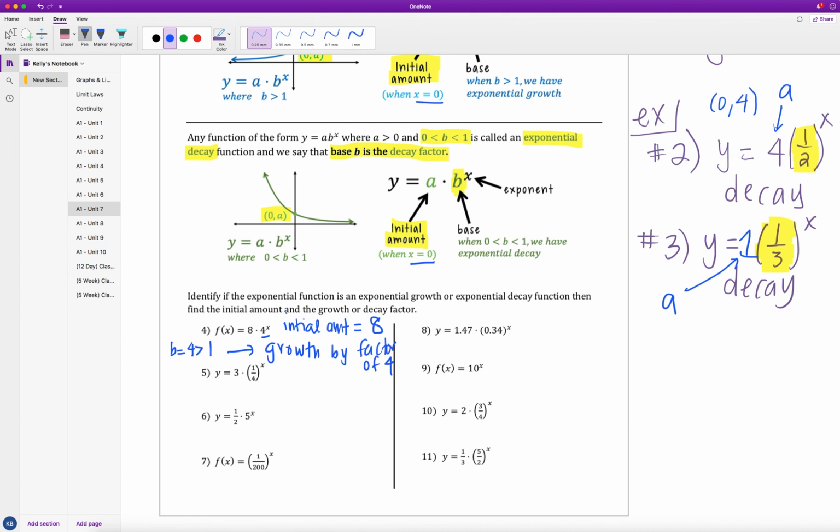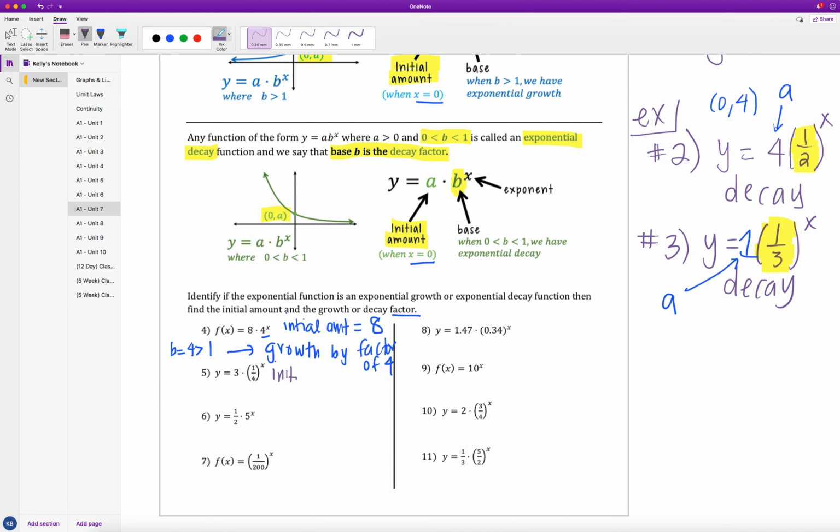So that last part was to determine the growth or decay factor, and that is just whatever the numerical value of the base is. So in this first example, we had an initial amount of 8 and a growth, since our base was bigger than 1, and it is growing by a factor of 4. Okay, let's look at example 5.